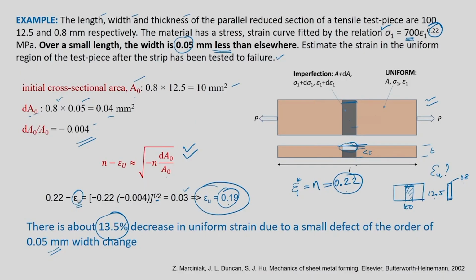So, you can see that the uniform strain has decreased by about 13.5% if you put in a small imperfection of this order. Now, you can imagine how such a small imperfection is going to play a big role in determining the uniform strain, or you can say the limiting strain or instability stage. If you do not consider this imperfection, then you would end up telling people that your material is going to fail when the strain is 0.22, which is actually not true. It is going to fail at a strain of 0.19.